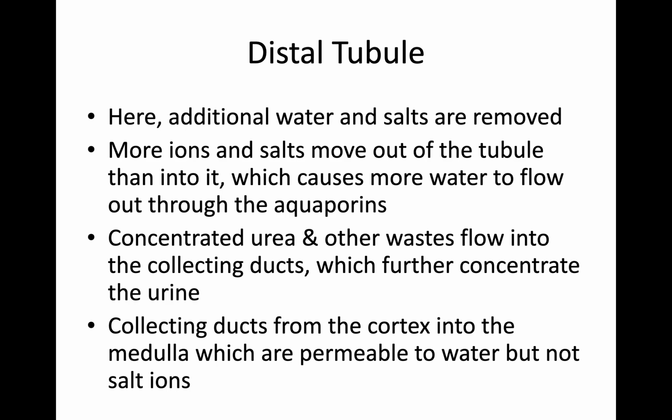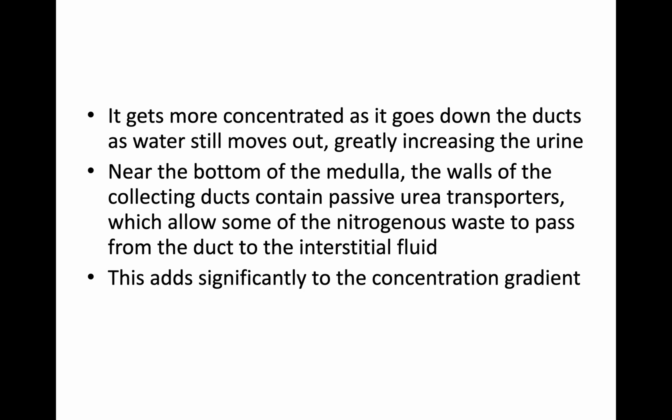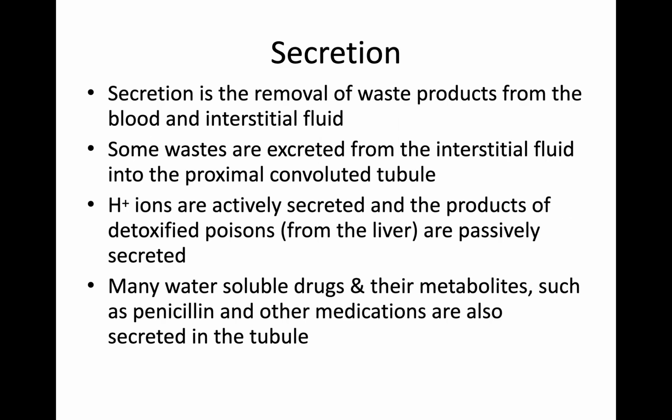So collecting ducts from the cortex go into the medulla, which are permeable but not to salt ions. It gets more concentrated and the water moves still out, greatly reducing the urine volume. Near the bottom of the medulla, that's the interior of the kidney, the walls of the collecting ducts contain passive urea transporters, which allow some of the nitrogenous waste to pass from the duct to the interstitial fluid, and this helps with the concentration gradient.